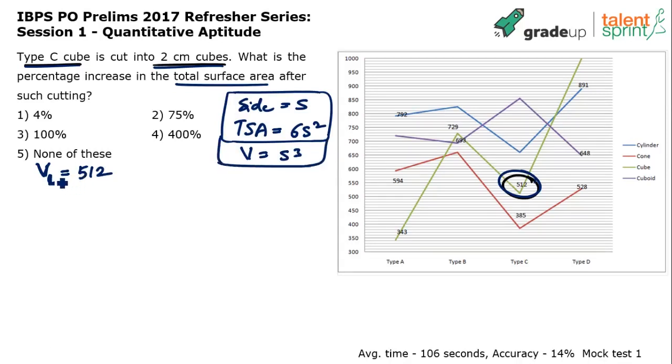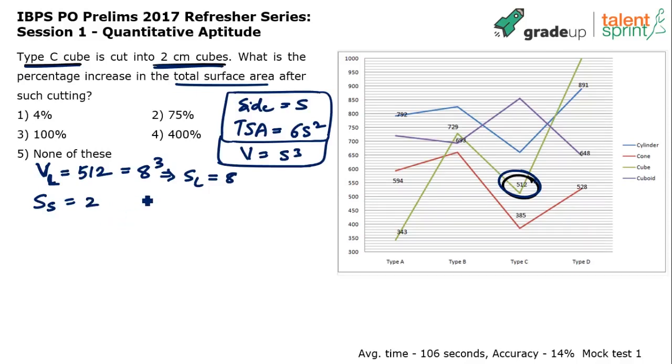Volume of a cube is side cube. So if I have to find out the side of the larger cube, what will it be? See, 512 is 8 cube, right? So I can say that the side of the larger cube is equal to 8. 512 is 8 cube, so the side of the larger cube comes out to be 8. Now the side of the smaller cube, let's say SS, is supposed to be 2 centimeter, right? It is supposed to be 2 centimeter.